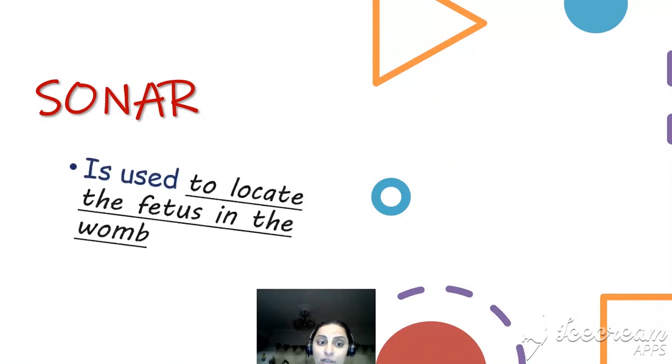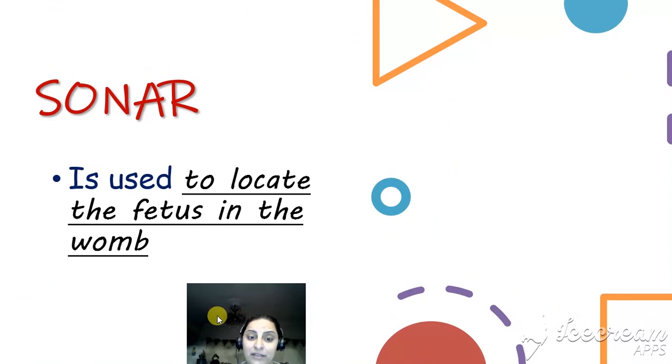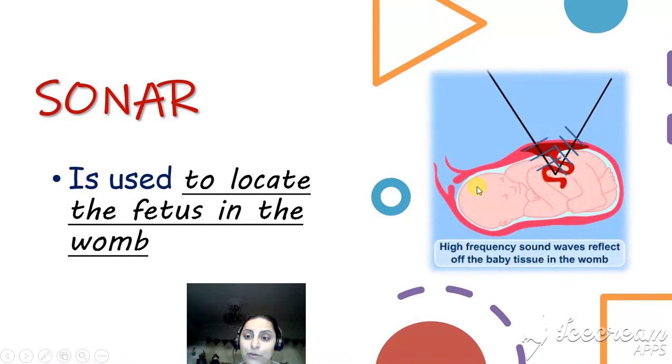As well, sonar is used to locate the fetus in the womb. So, in order to locate the fetus in the womb, we use sonar. It uses high frequency sound waves that reflect off the baby's tissue in the womb.